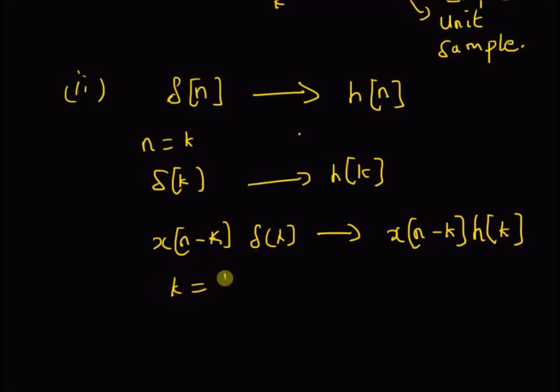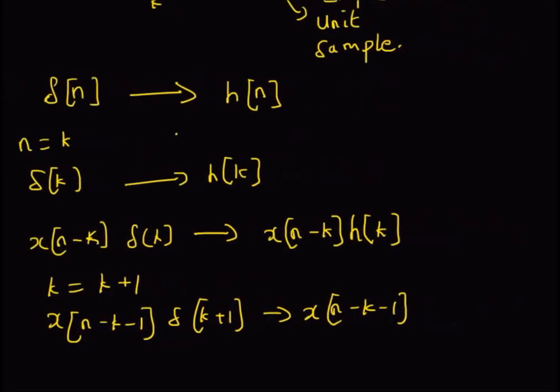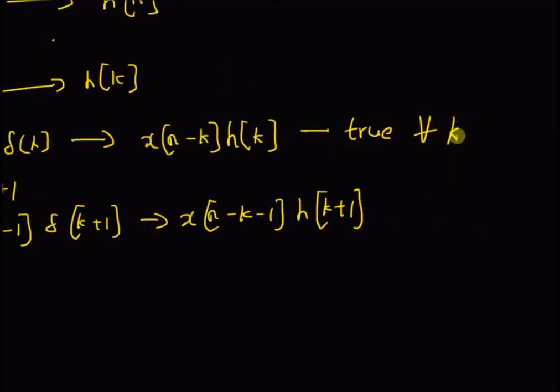That is, when k is replaced by k plus 1 or any other value of k, for the input x of n minus k minus 1 multiplied by delta of k plus 1, the corresponding output is x of n minus k minus 1, that is, the weight does not change, multiplied by the impulse response at k plus 1. Thus, when the input is a unit sample multiplied by the weight x of n minus k, the output is h of k multiplied by the weight x of n minus k. And this is true for all values of k.